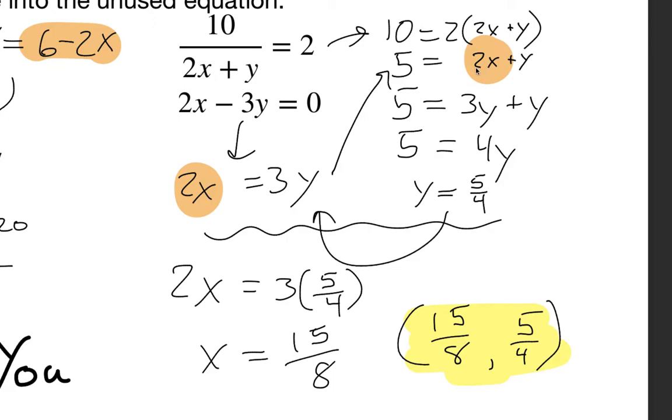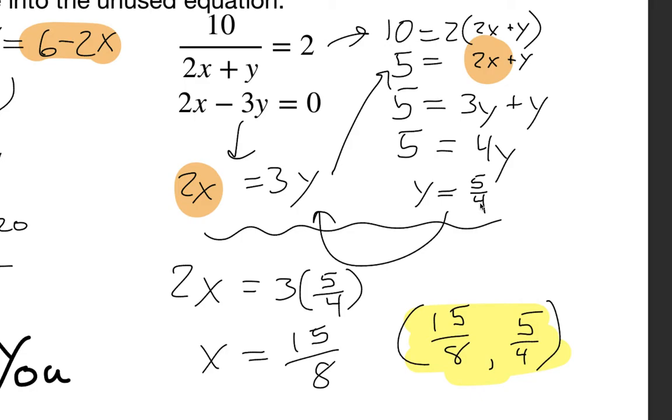I'm going to note that if you wanted to, you could just stop right here and say 2x, I know what 2x is equal to. 2x is equal to 3y. So it'll save a step or two, but it's not necessary or required. But you can do it here, and it makes things go a little faster. If you know 2x is equal to 3y, then you can say 5 is equal to not 2x, but 3y plus y. Solve it, you get y equals 5/4.